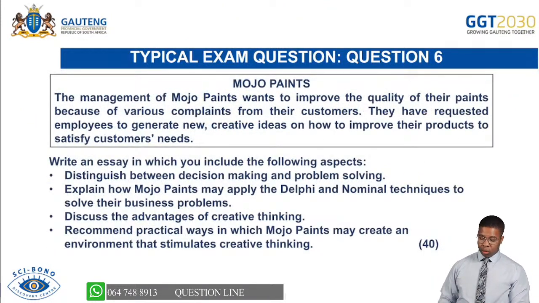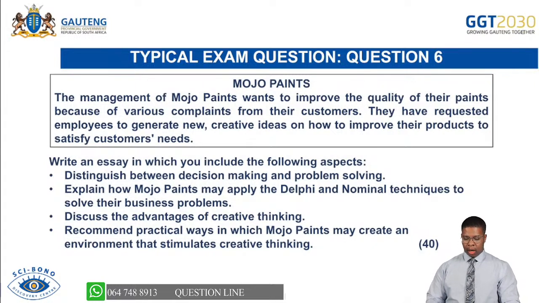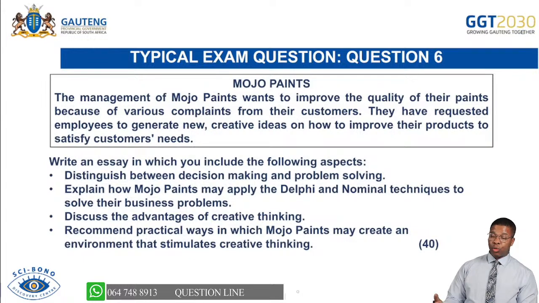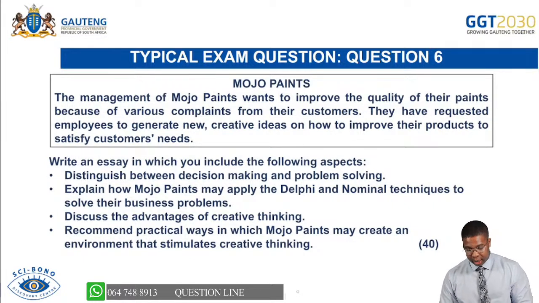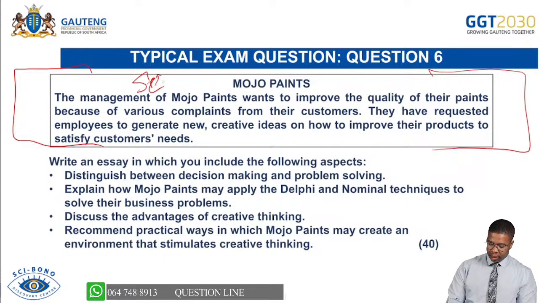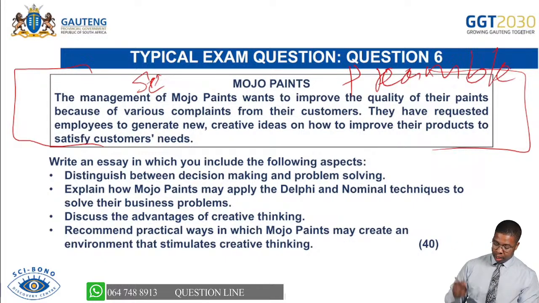And then another typical essay on question 6 can be an essay on what now? Creative thinking and problem solving. Mojo Paints. The management of Mojo Paints wants to improve the quality of their paints because of various complaints from their customers. They have requested employees to generate new or creative ideas on how to improve their products to satisfy customers' needs. Now, the instruction, remember, we don't quote anything from the scenario or from the preamble because this is not a scenario. This here is not a scenario, but this is a preamble. This is a preamble, helps you to remember about the content.